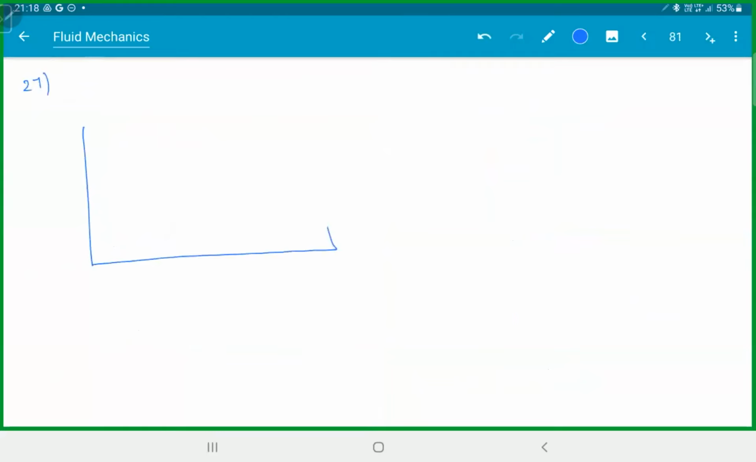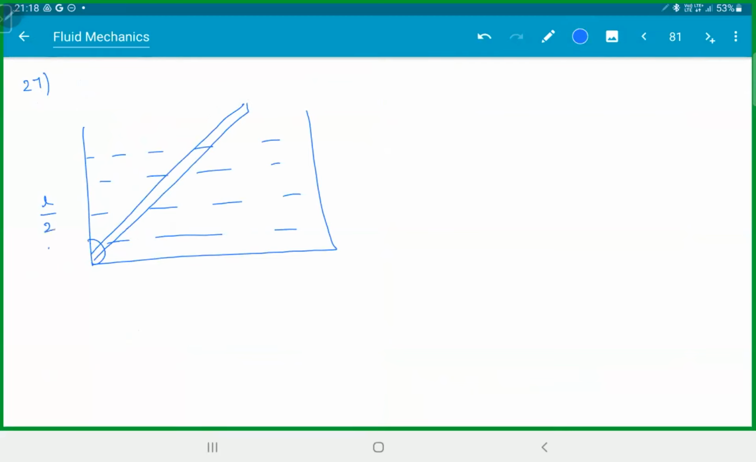We have a water tank filled with liquid. At the bottom, there is a hinge and there's a rod floating out like this. The height of the water tank is L by 2. The density of the rod is rho and its length is L. The density of the liquid is 2 rho.